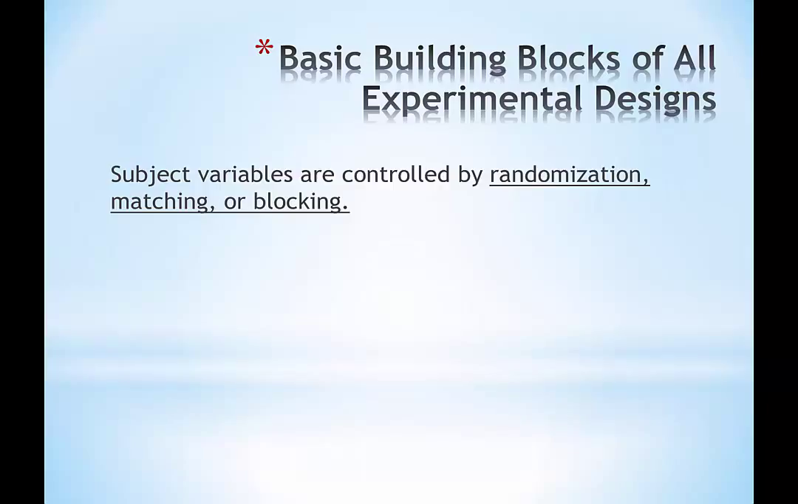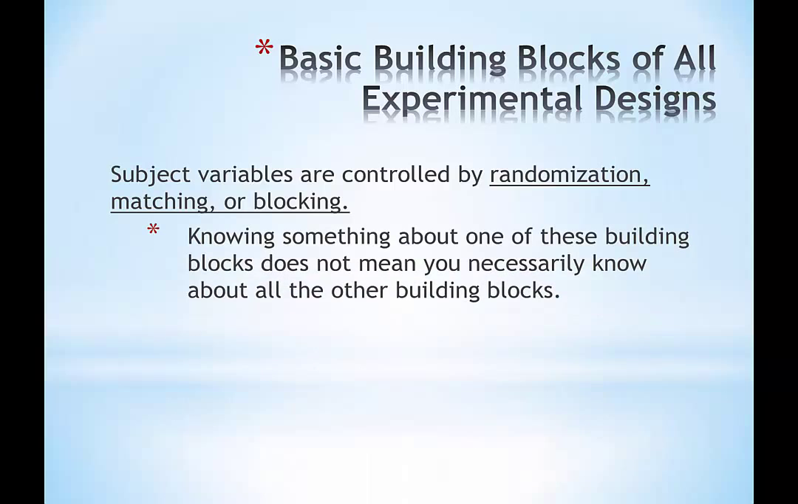That's the fourth of the four basic building blocks. And this note right here is kind of important. Just because you know about one doesn't mean you know about the other. So if I tell you you've got a factorial design, that doesn't tell you about between or within. Factorial just means there's more than two independent variables. If I tell you it's a between groups design, that doesn't tell you about how subject variables are controlled. And so if I tell you about between, it doesn't tell you anything about randomization, matching, or blocking. And so there's four different components there, but remember, just because you know one doesn't mean that you know necessarily any of the other three components.